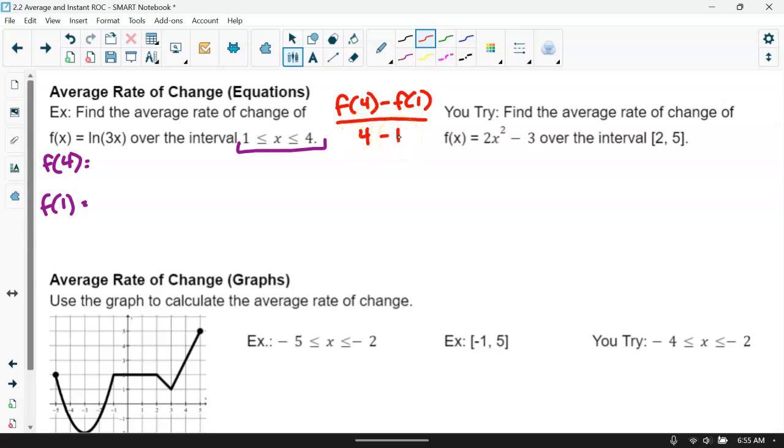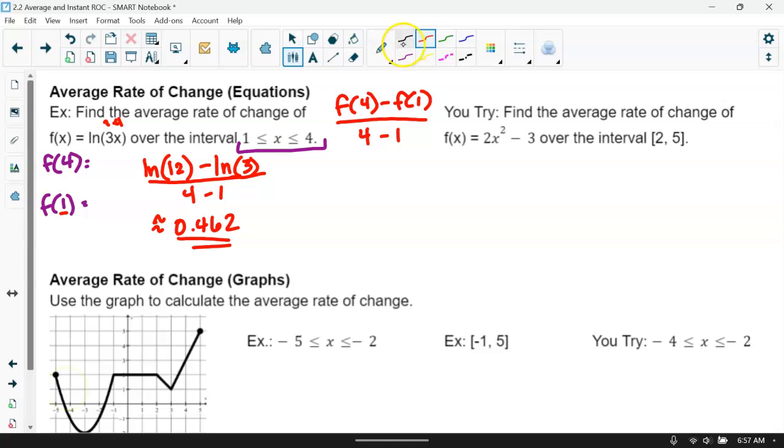Now we've got our function, the natural log of 3 times x, so we're going to substitute that in. We're looking for the natural log of 3 times 4, which is 12, minus the natural log of 3 times 1, which is 3, over 4 minus 1. That represents our average rate of change, which is approximately 0.462. I'll take that to 3 decimal places. Go ahead and pause the video and try the you-try on your own.